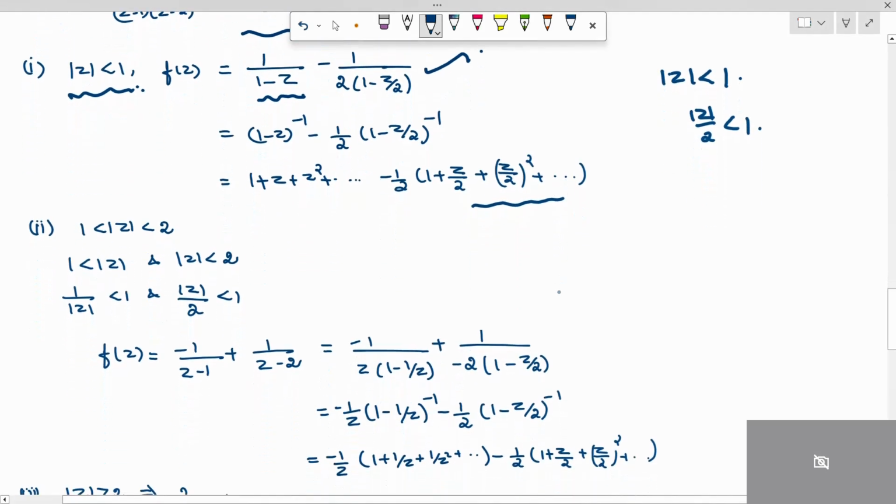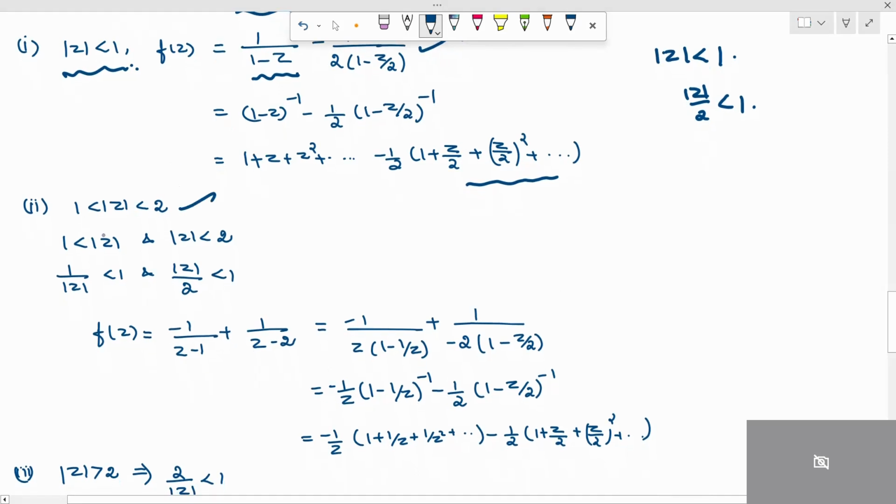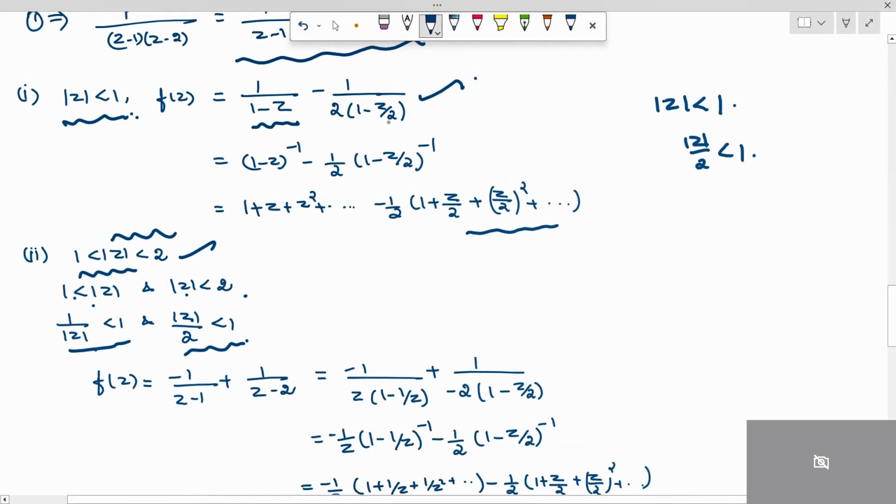Okay, first one completed. Second one is 1 less than mod z less than 2. This can be written as 1 less than mod z, one term, and then mod z less than 2, another term. First we have to write less than 1 form, okay, then only we can use the binomial expansion formula here. This can be written as 1 by mod z less than 1. Here also mod z less than 2 can be written as mod z by 2 less than 1. Okay. Now we can take this f of z is common for all the 3 regions.